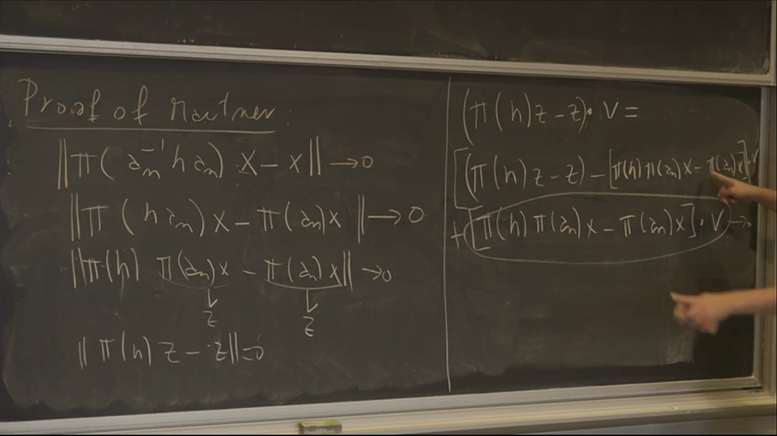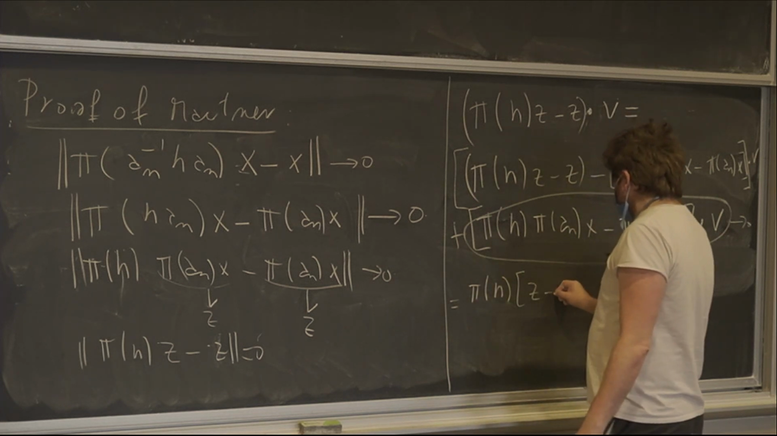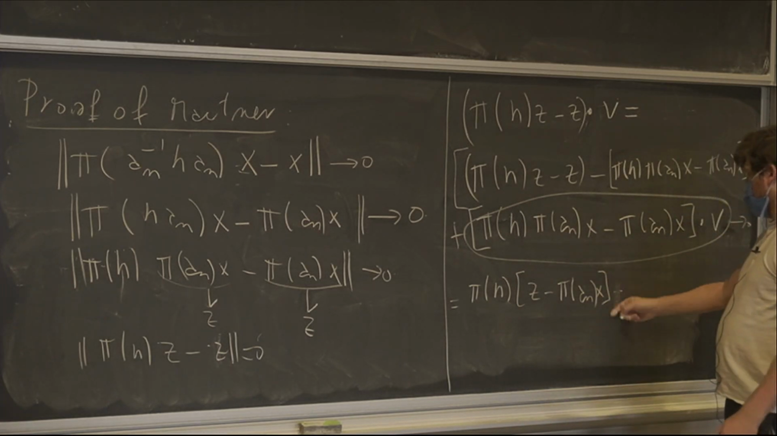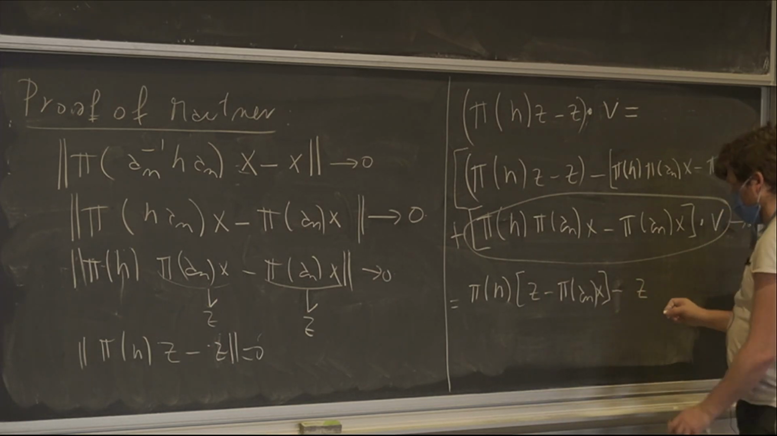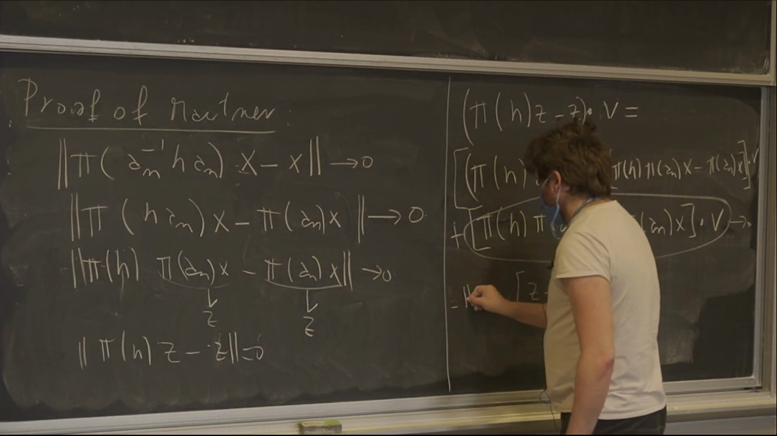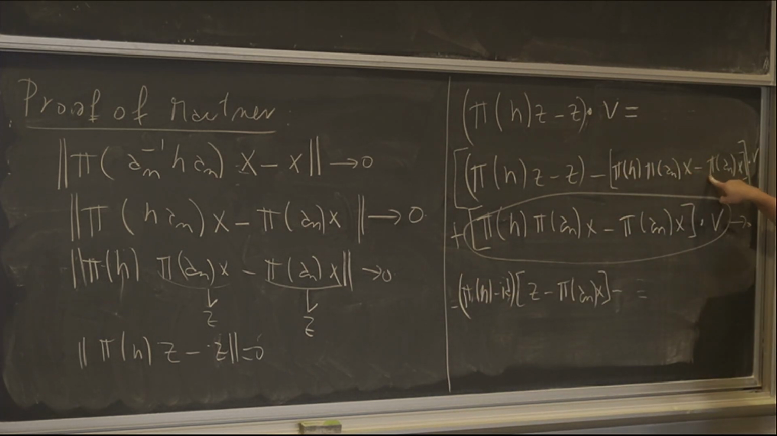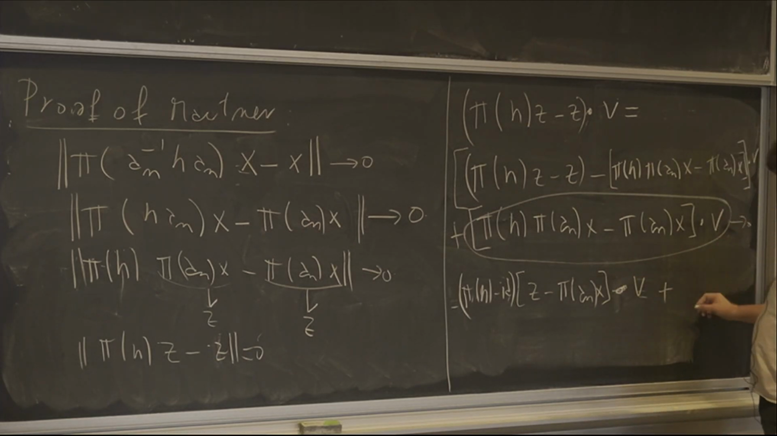And for the first guy, I now group the guys together, and I get pi of h times z minus pi a n x minus z. Actually, if you allow me, I can put here just pi of h minus identity times this guy. This gives me this expression up here dot v plus this guy that was already going to 0.